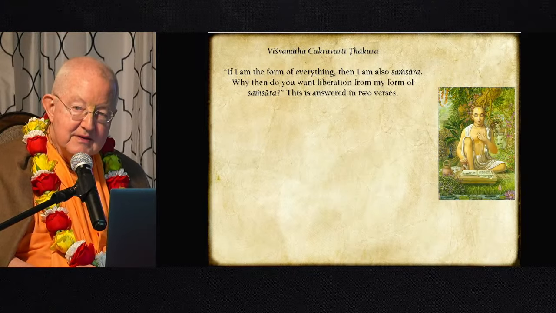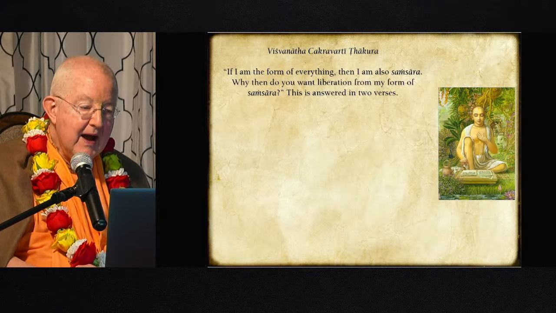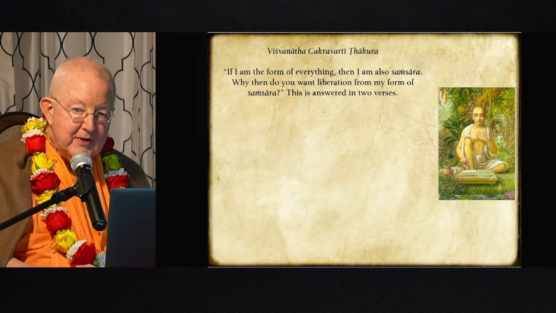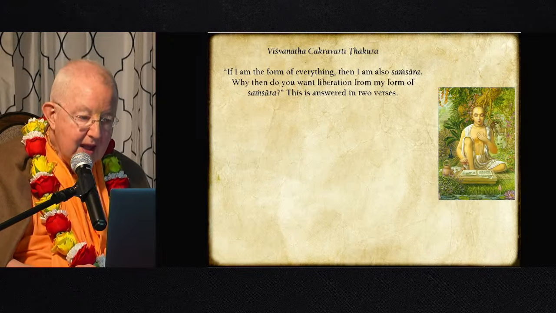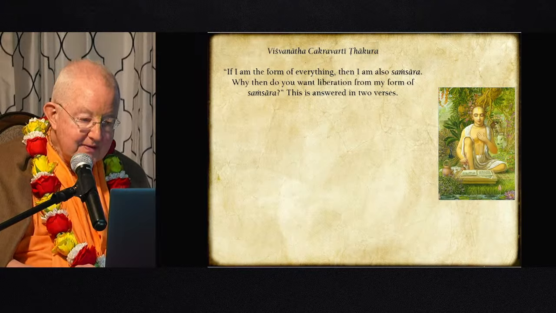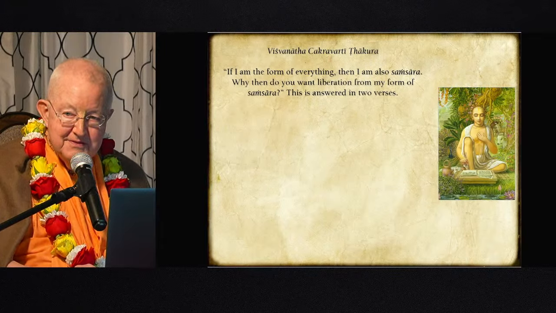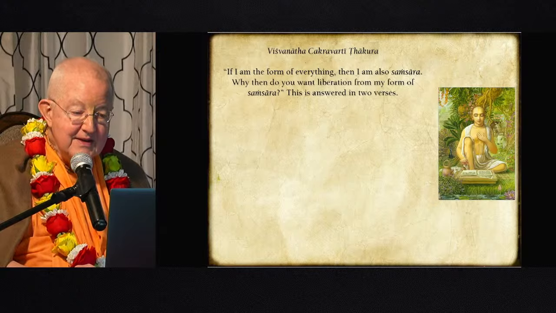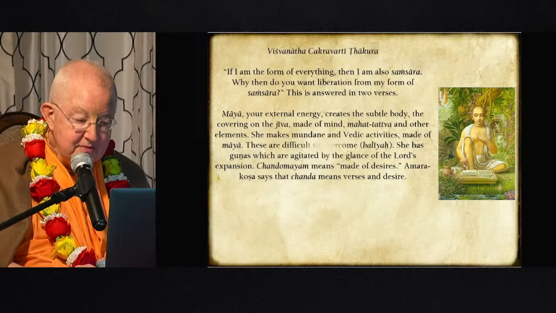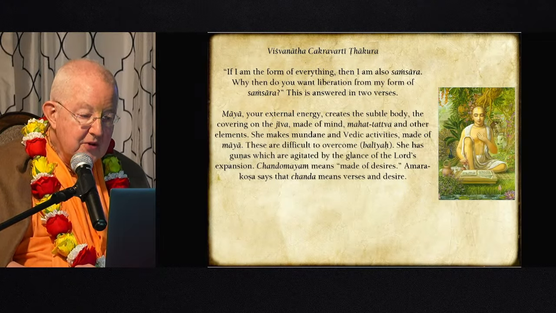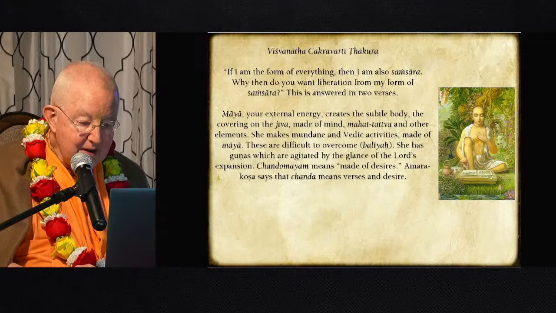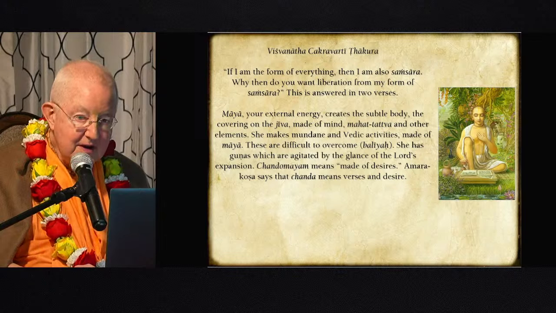And Vishwanath says something very similar. The language is different. Lord Nrsimhadeva may say, if I am the form of everything, then I am also samsara. Why do you want liberation from my form of samsara? This is answered in two verses, starting with this one. Maya, your external energy, creates the subtle body. So Jiva Goswami was just saying the mind, but it's indicative of the subtle body.